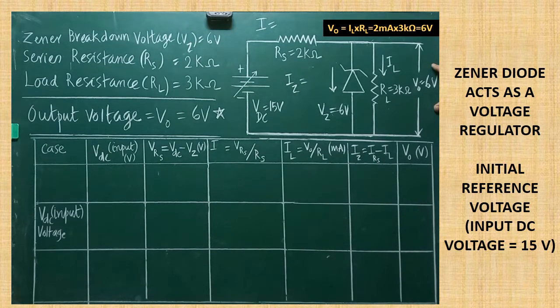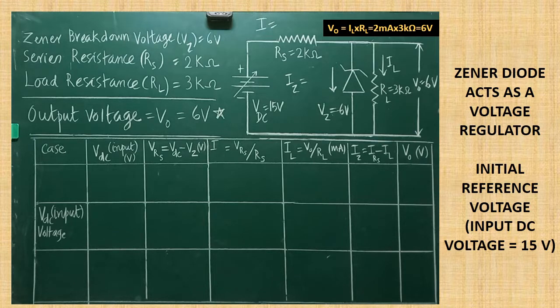Here I would like to get 6 volt as output. That's why I have preferred the Zener diode with a Zener breakdown voltage of 6 volt. In the market, Zener diodes are available with different breakdown voltages. A 6 volt Zener diode is available, a 12 volt Zener diode is available, a 4.7 volt Zener diode is available. Depending on the need, you have to choose.